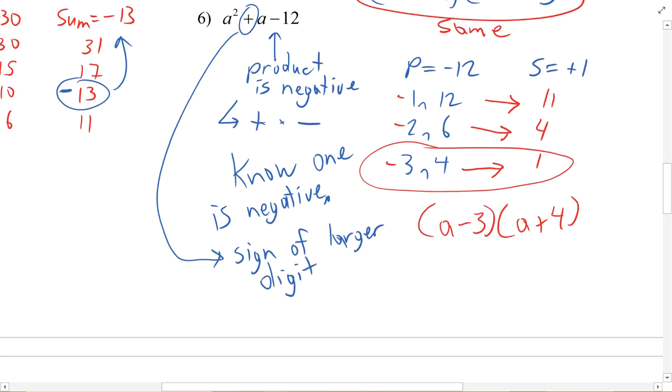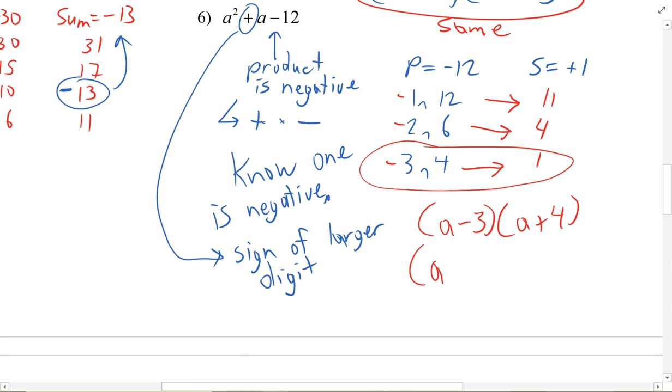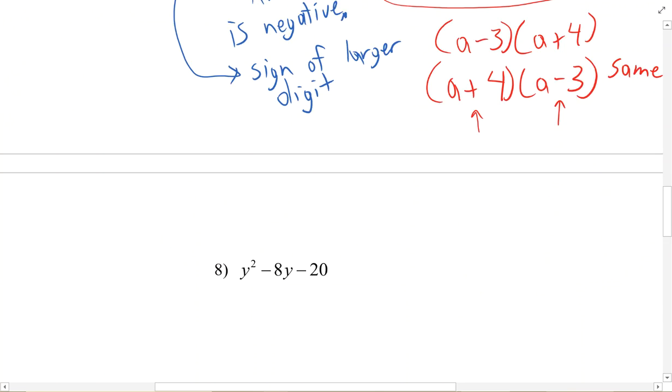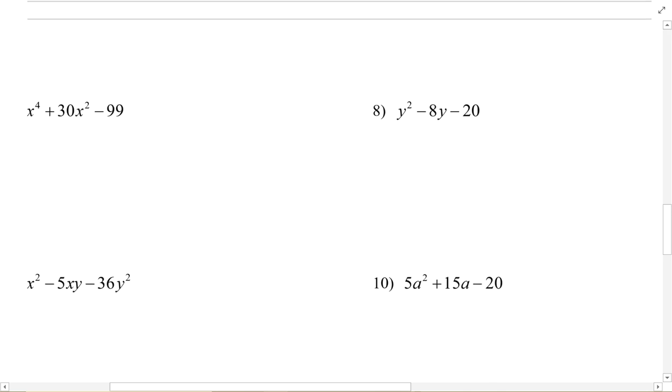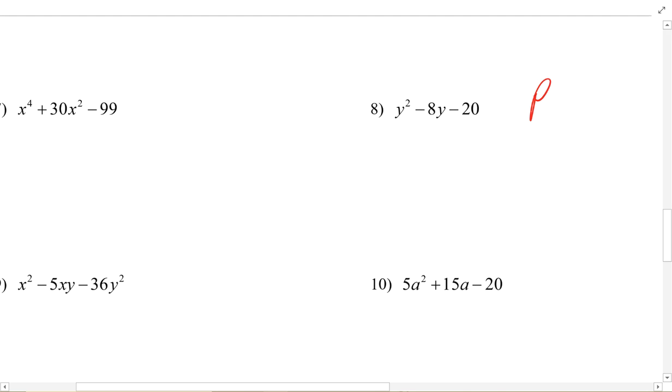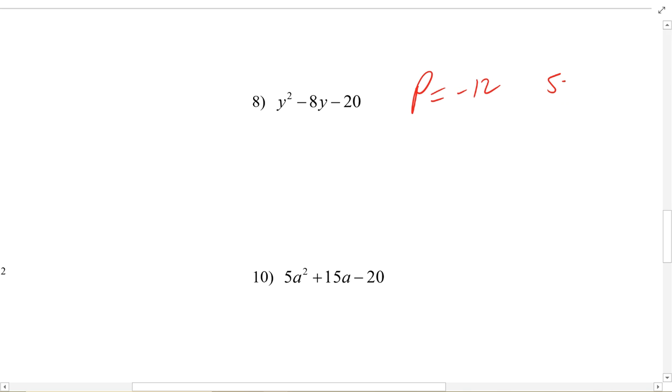And if you switch them around, that's okay, as long as the sign stays with the correct number. Okay, so if you do switch them, what you're looking for is the -3 and the +4 staying the same. Okay, couple more with that. So let's practice. Let's do number 8 first. Product is -20 and your sum equals 8.